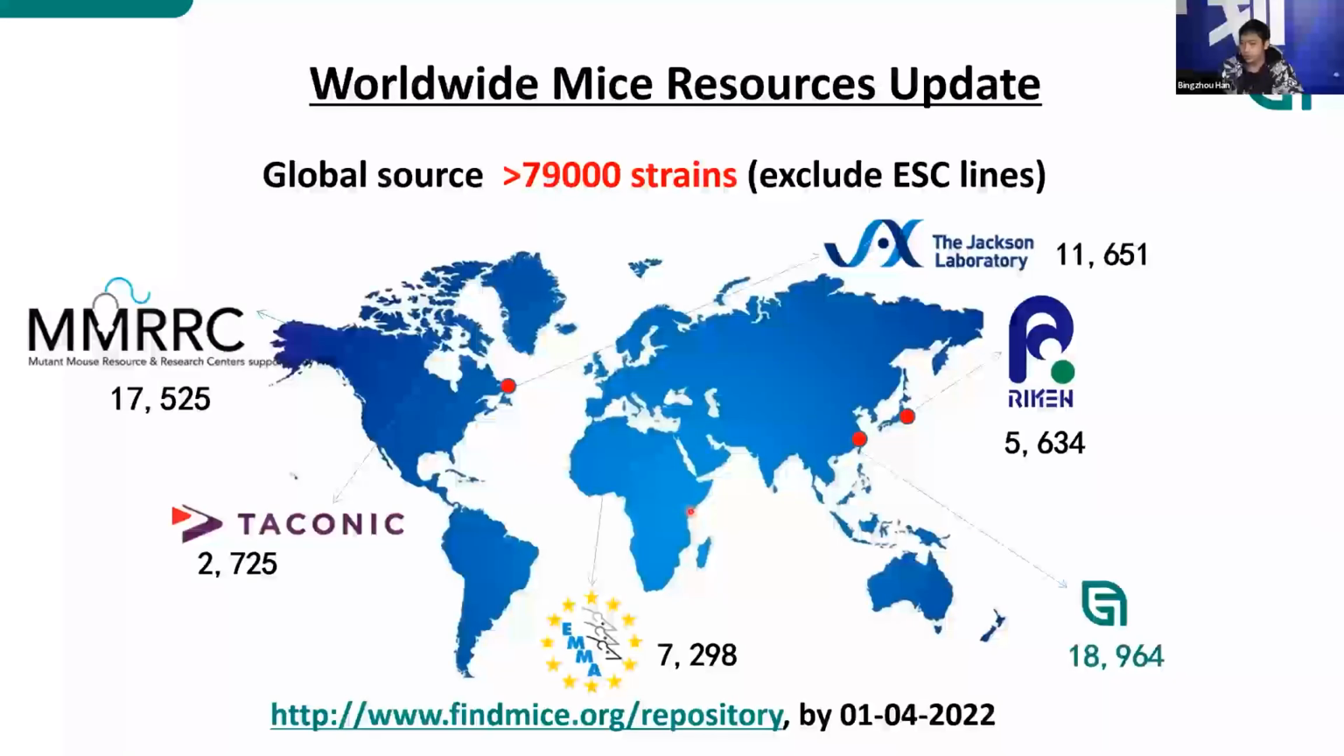So last, I want to briefly introduce our company. As we can see, this is the data collected by MGI. Excluding the embryonic stem cell lines of mice, there are currently more than 79,000 mouse strains all over the world. And among them, nearly 19 thousand strains are developed by GemPharmatech with independent property right. And now we can confidently say that we are the biggest strain keeper and the strain commercialization company all over the world.